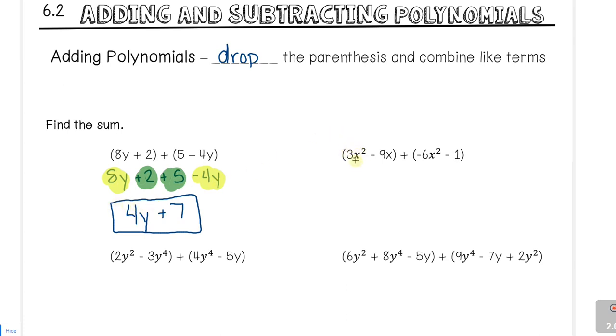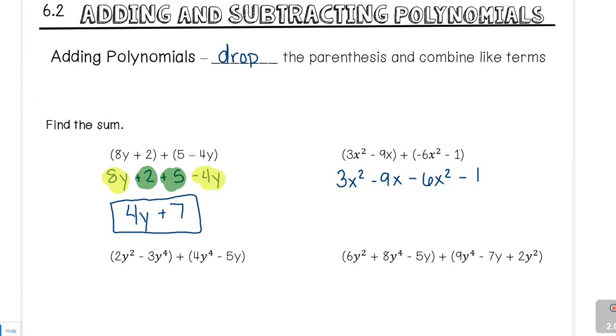Let's look at the next one. 3x squared minus 9x plus negative 6x squared minus 1. Drop your parentheses. And then just rewrite each term. Here we have plus a negative, so we're just going to do minus 6x squared minus 1.